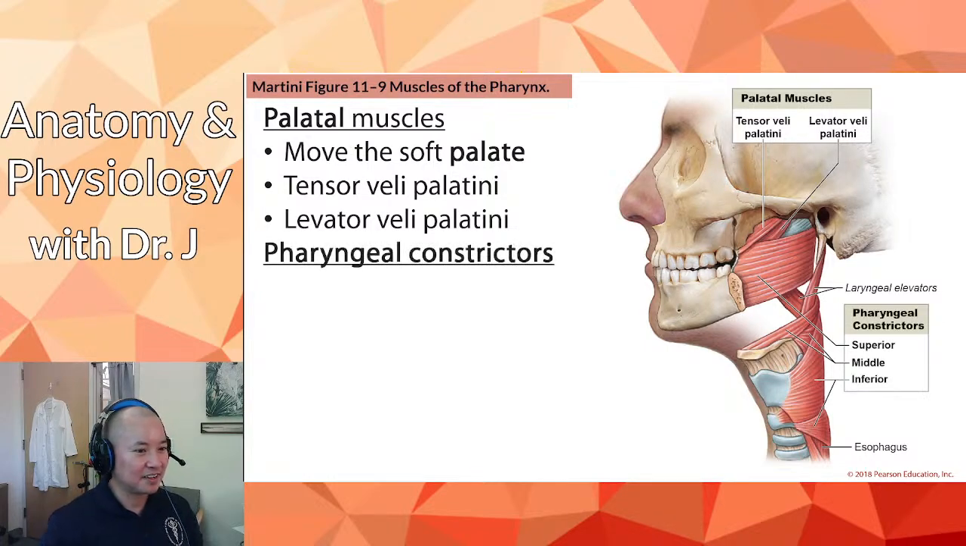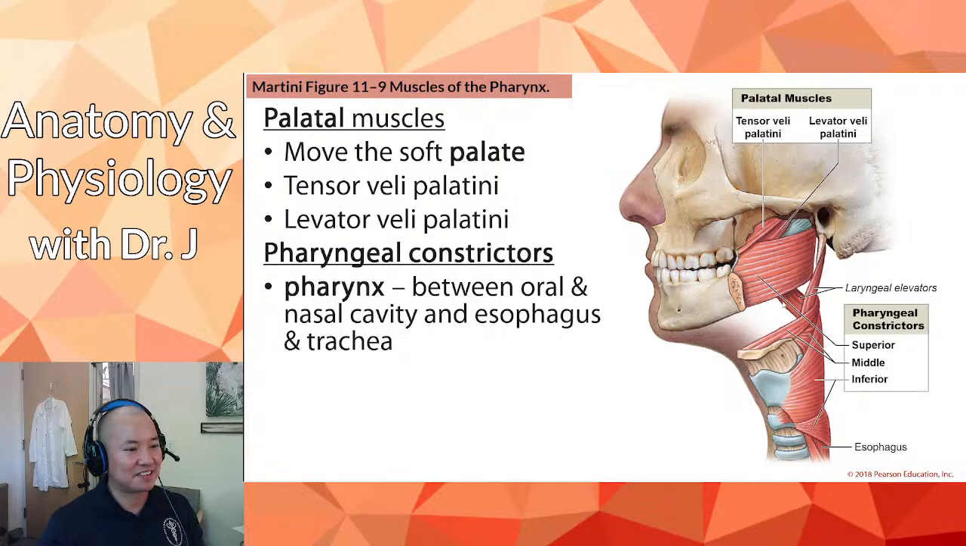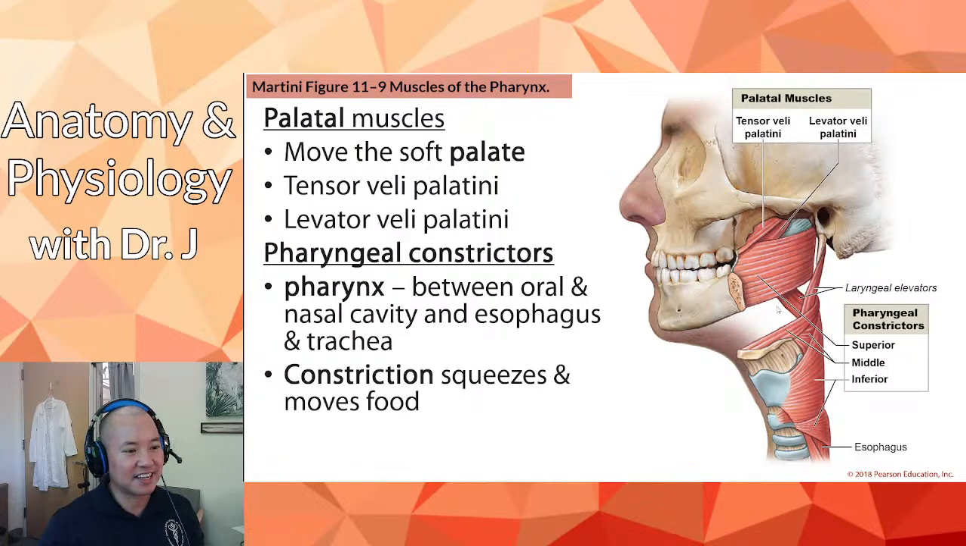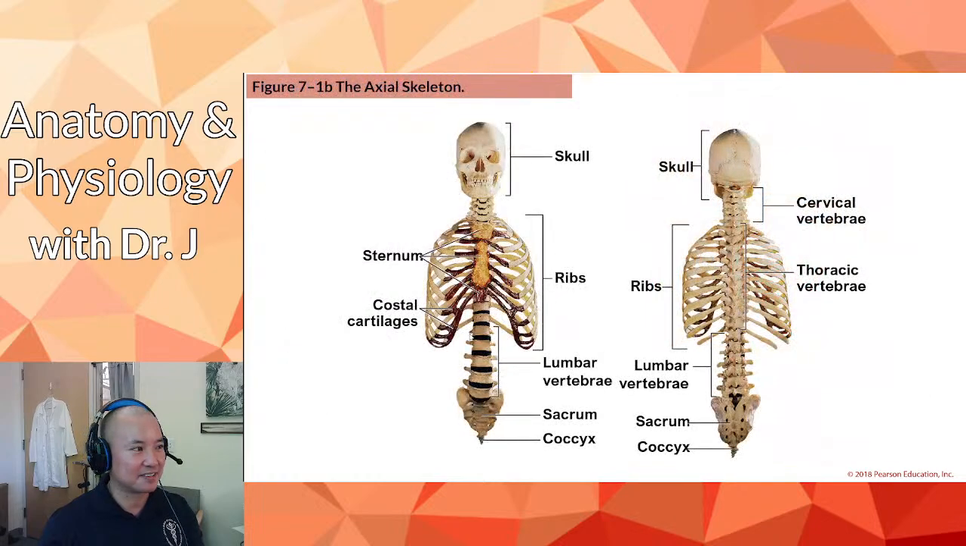Then you have the pharyngeal constrictors. These are muscles that wrap around the pharynx and the throat part. When they constrict, like a boa constrictor is a snake that squeezes, that's what they do. So when you constrict the pharynx, this helps to move food that you eat and chew down into hopefully the right pipe, the esophagus, where you can reach your stomach and the rest of your digestive system.